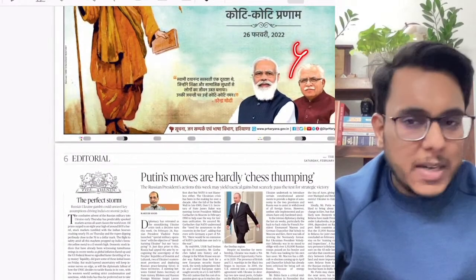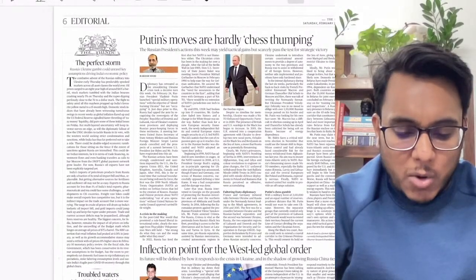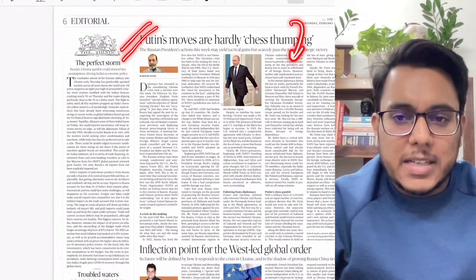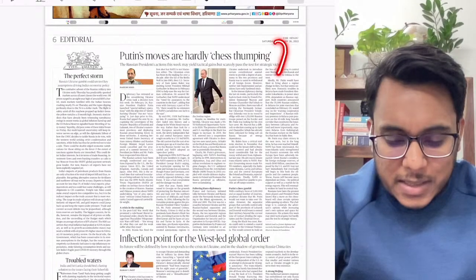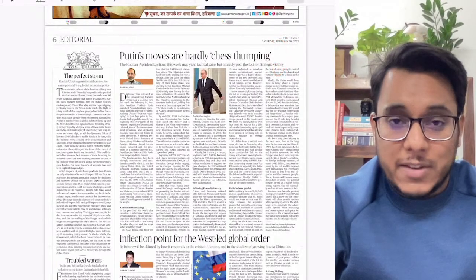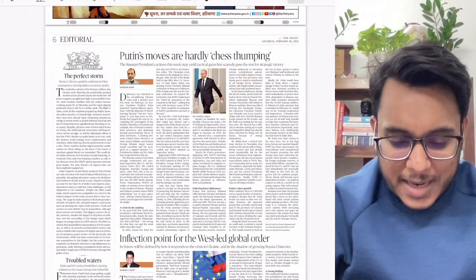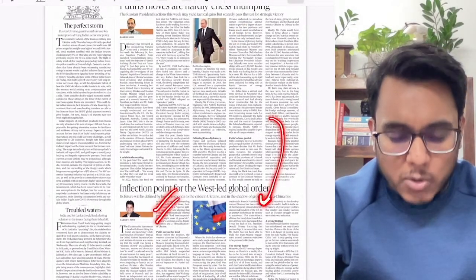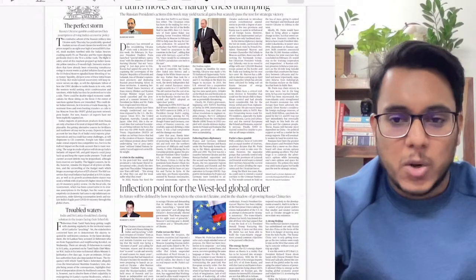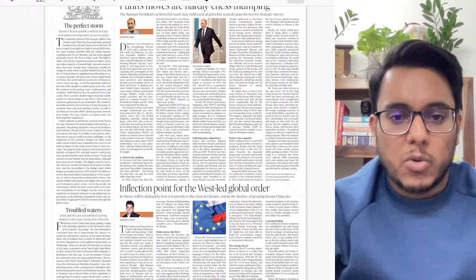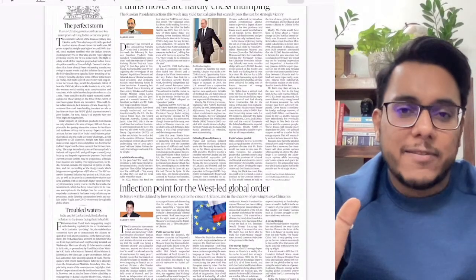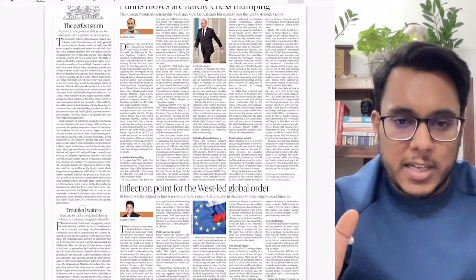Then the advertisement. So there is not much news here before the editorial section. Now, 'Putin's moves are hardly chest thumping'. Basically the invasion has been made onto Ukraine, so that particular thing is being analyzed. Then the below article is talking about the inflection point for the West-led global order. It is talking about how the West has proved ineffective in the face of Russia. Such kind of thing is provided.